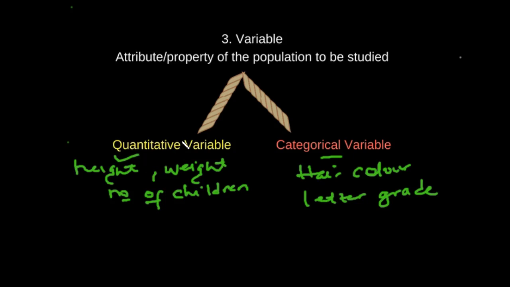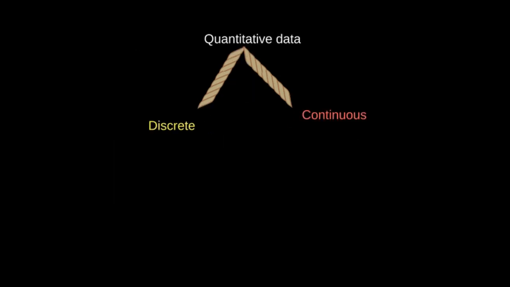We get quantitative data from a quantitative variable. Now, the data you obtain by measuring a quantitative variable is called quantitative data. And we get categorical data from a categorical variable. Quantitative data can also be of two types. Quantitative data can be discrete or it could be continuous.